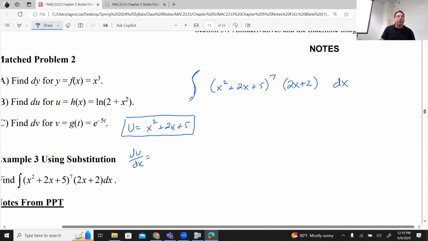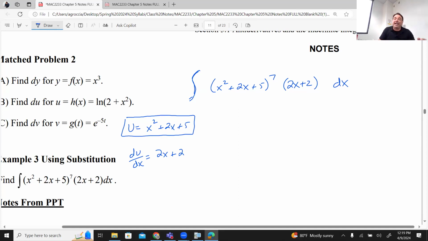Step 2, the derivative of u with respect to x. Now, we do have to show all of our work in the beginning to make sure we understand. Basically, we're taking the derivative. The derivative is going to be 2x plus 2. How convenient. If you look at your problem, what also do we have? 2x plus 2. So that's a big clue that I'm on the right direction.